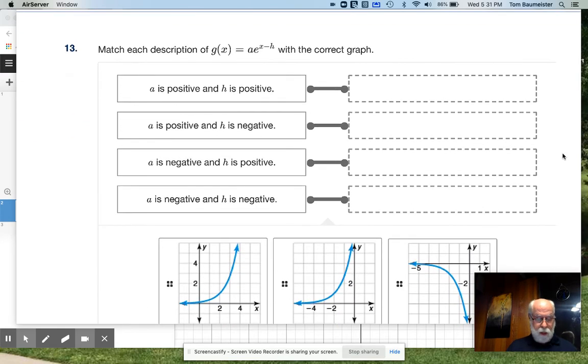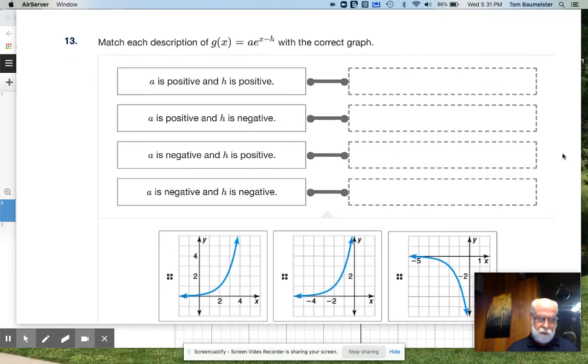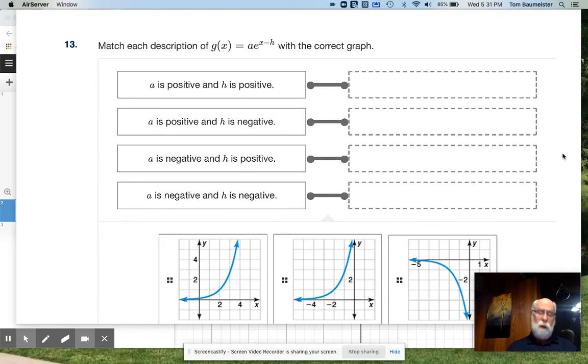All right. Now on these ones here, ladies and gentlemen, the simplest thing to do is maybe plug in a positive number for A and a positive number for H. So remember, when H is positive, it moves it to the right.